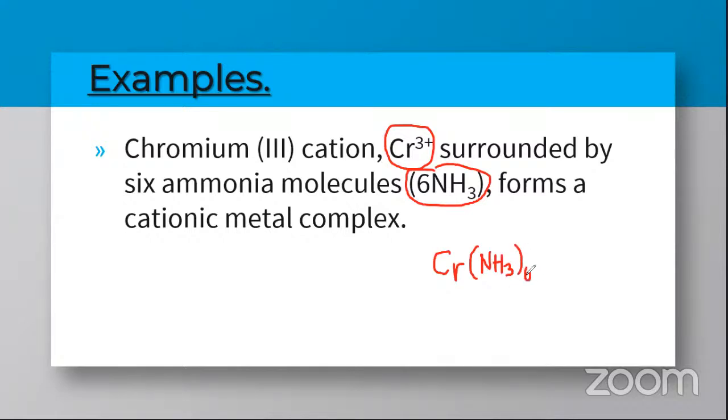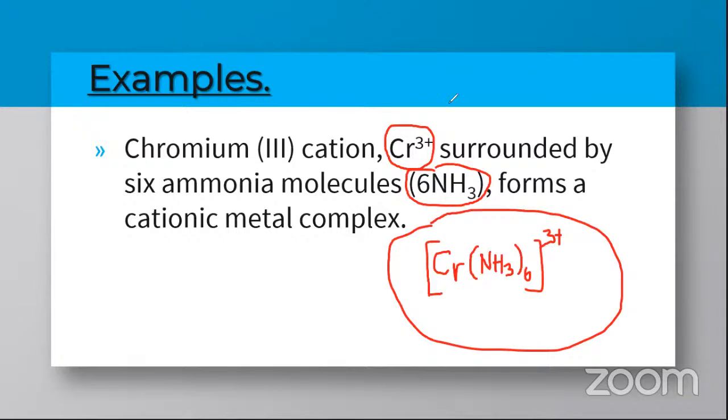So these ones are six. Then we put in the square bracket. And remember, I told you that a complex is represented by the square brackets, only that we don't have it in writing. So this is our complex, the one we are having in this example. That is how it is written.